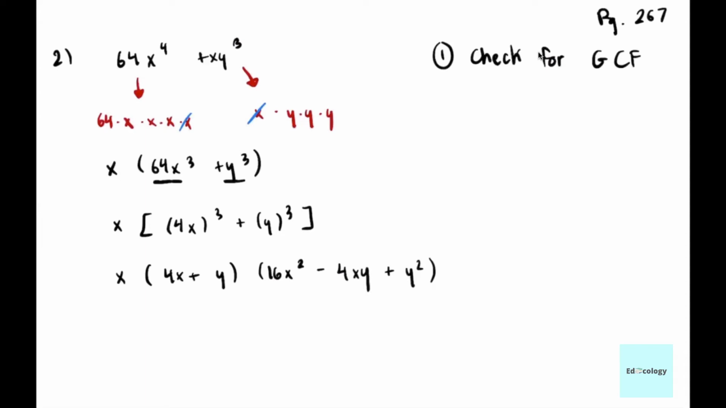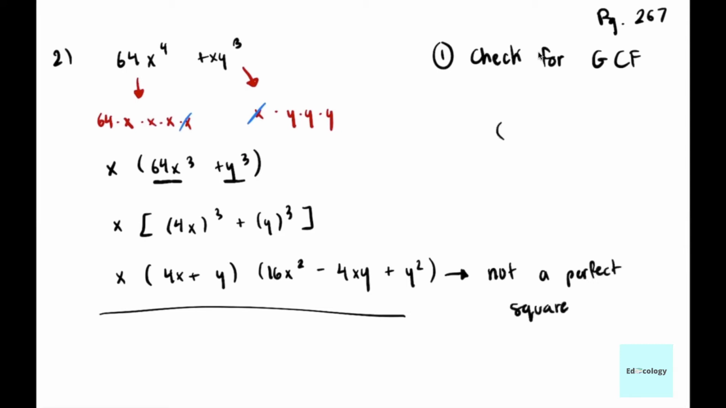So after we found this, we have to make sure that we cannot factor it even further. So we have to make sure that this is not a perfect square. What do we mean by perfect square? I mean we cannot write it as a plus b squared or a minus b squared. We have to make sure that we can't write it in that way, because if we can, we should, but in this case we can't.